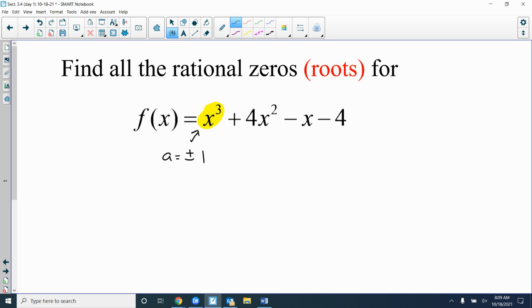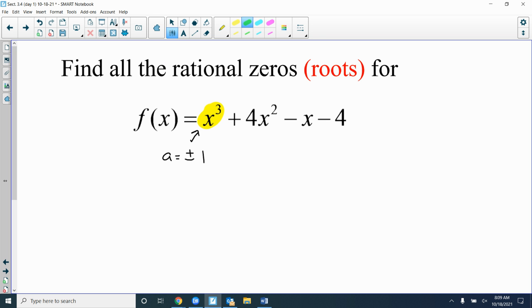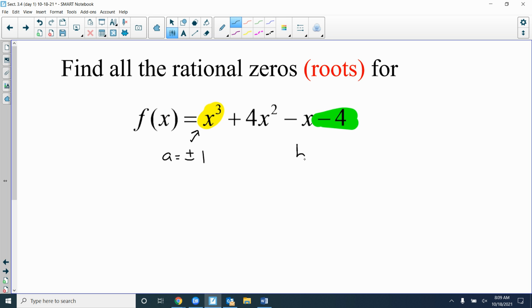B's divide the last term, the constant. All right, what are all the factors of 4? What are all the numbers that go into 4? 1, don't forget 1. 2 and 4. And I'm going to put plus or minus for those. So plus or minus 1, plus or minus 2, plus or minus 4.